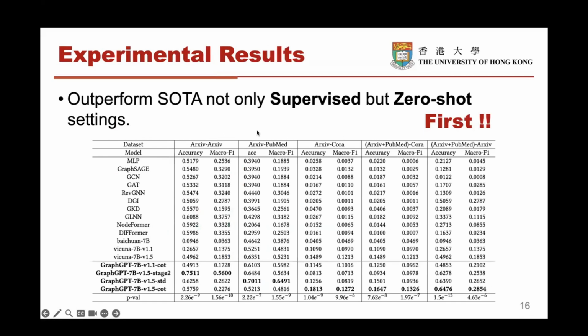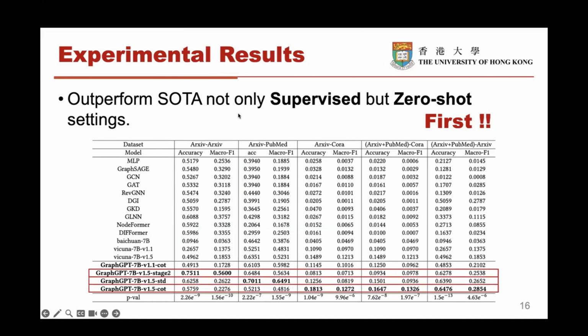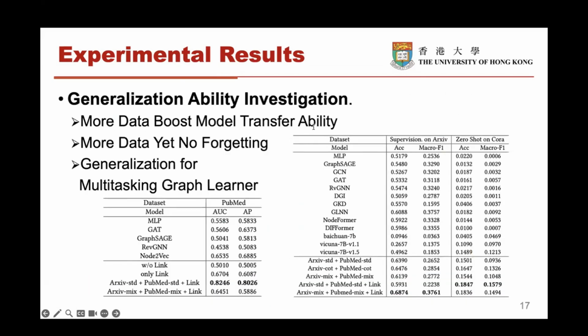The experimental results show that our GraphGPT outperforms SOTA models, not only in supervised but also in zero-shot settings. Note that we are the very first to propose dealing with the zero-shot challenge in the graph learning domain. And there are some results.